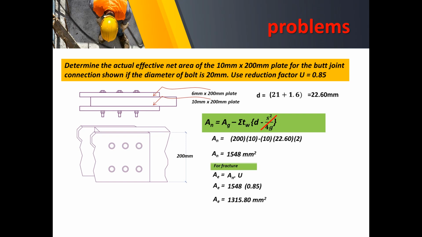The calculation of that one is actually for fracture, wherein we can also consider the effective area for yielding. Of course, when we talk of yielding, we use the gross area. So the gross area, which is 200 by 10, multiplied by 0.85, then the effective area is equal to 1,700. So these are the effective areas for fracture and for yielding. Normally, if we consider calculations on the safe allowable load, we consider the least value among these areas.